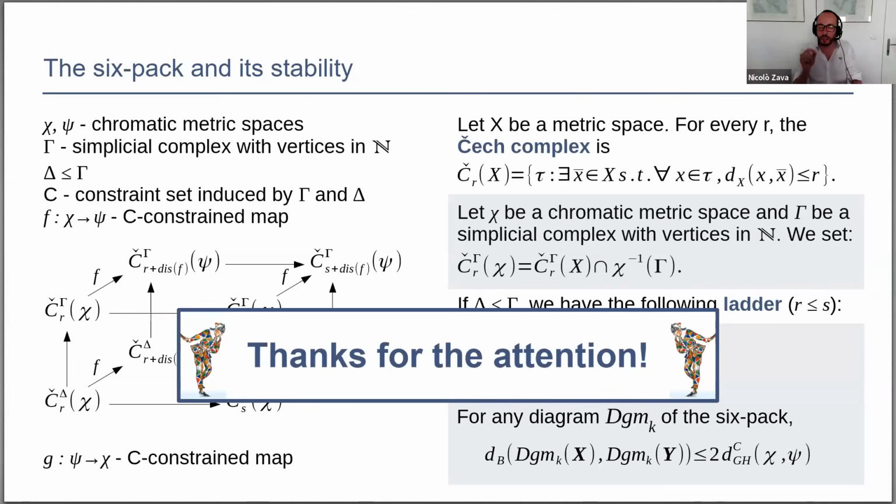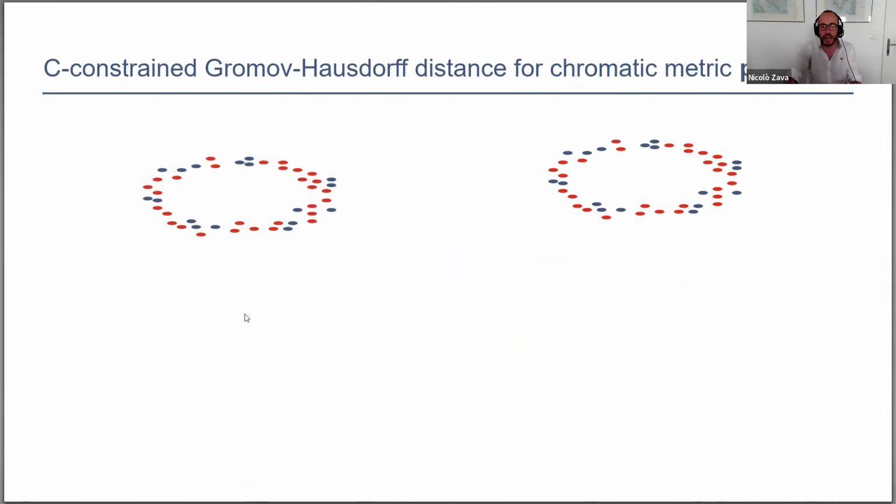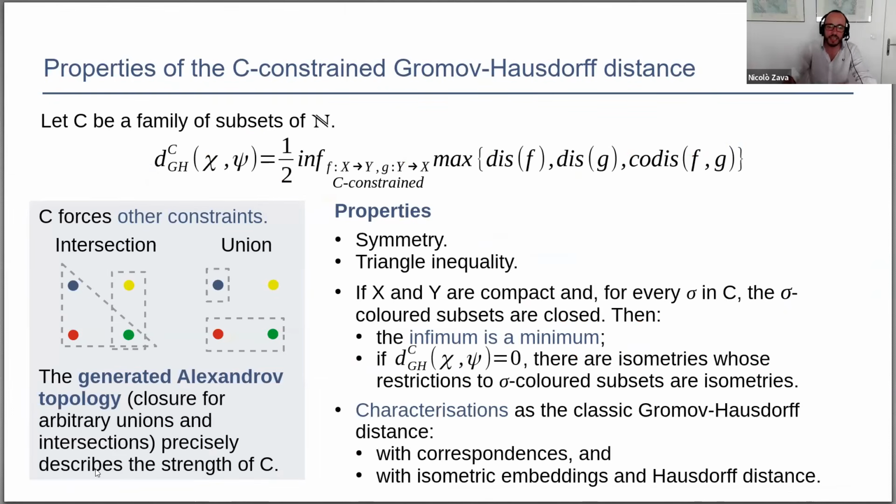It's slightly more technical. You cannot do it for all constraint sets. The advantage of working with maps is that I give you a constraint set, no matter what, and everything follows. Here you need to force the constraint set to be closed under intersection. It's not a big deal because if you take the closure under intersection, it has the same strength as the original constraint set, but it's a technicality that you have to take into account.